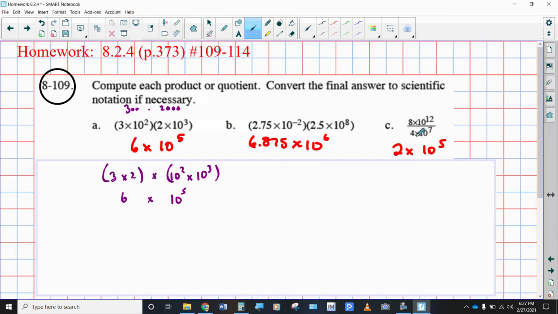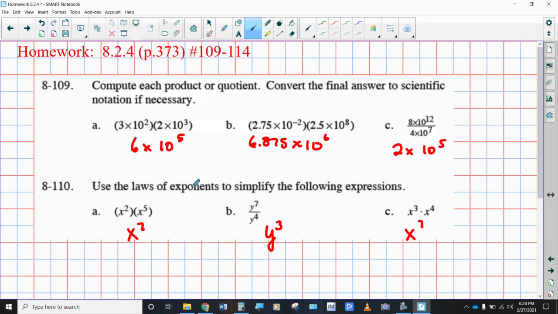In this example, we're going to split this up into two fractions. This becomes 8 over 4 times 10 to the 12th over 10 to the fifth. So 8 divided by 4 is 2. And then, right, the quotient of powers property: when you're dividing two powers with the same base, you're going to keep your base and you're going to subtract. Because if you took 10 repeatedly multiplied 12 times and 10 repeatedly multiplied 5 times in the denominator, you'd be able to cancel out 5 of them, leaving you with 7 tens. So you'd cancel out 7 from the bottom and 7 from the top, leaving you with 5 remaining. So 12 minus 7 is 5. That's your final answer.